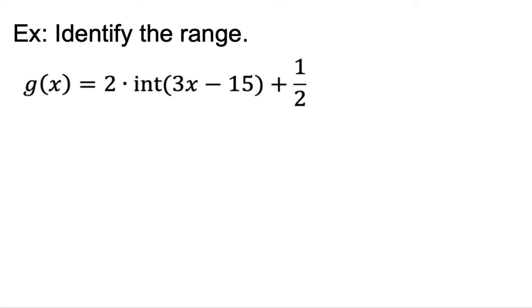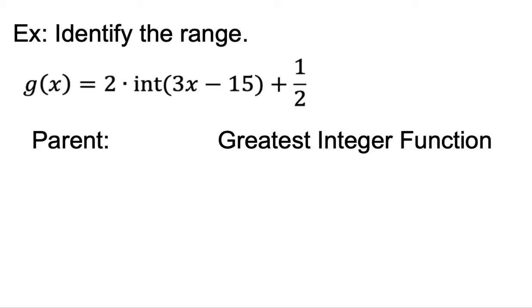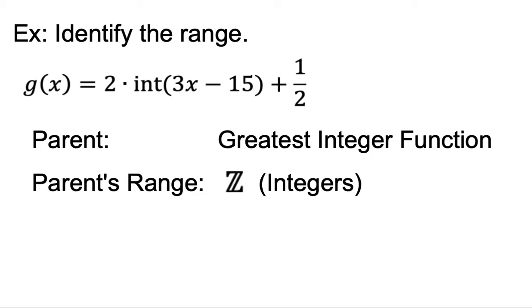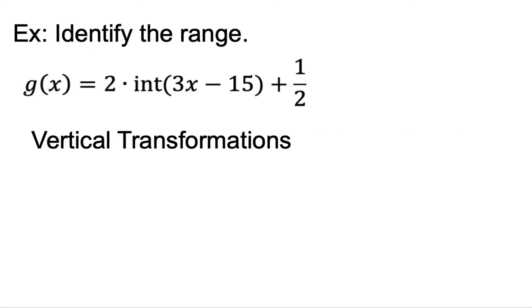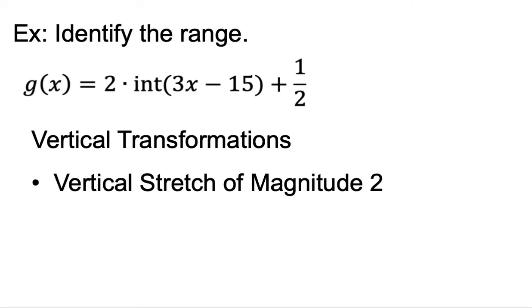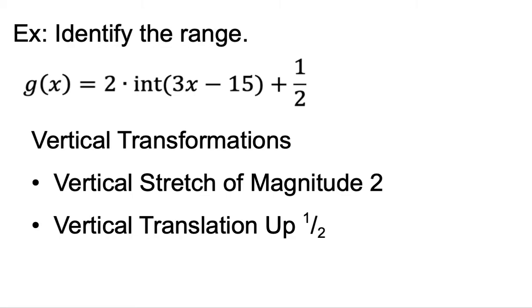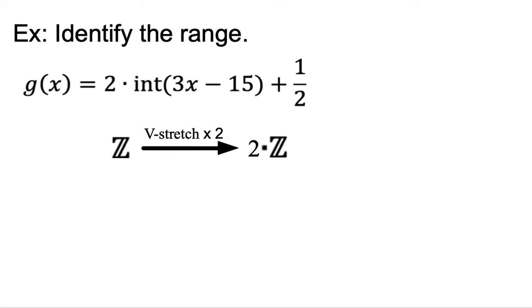Let g of x be 2 times the greatest integer function of 3x minus 15, plus 1/2. Our parent function is the greatest integer function, which has a range of integers. Our vertical transformations are a vertical stretch of magnitude 2 and a translation up by 1/2. Since our parent function has a range of integers, vertically stretching by 2 would give you 2 times every integer.